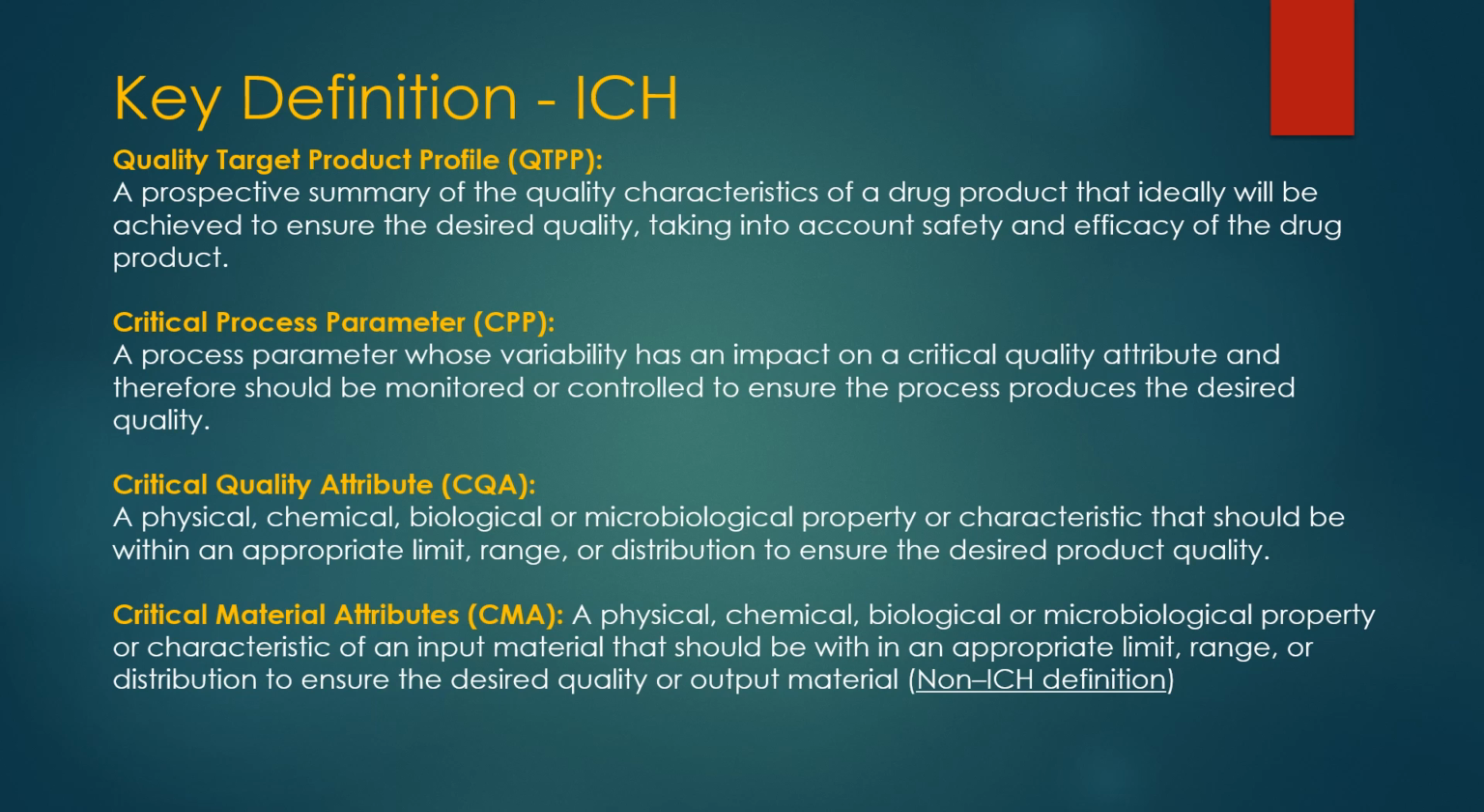Critical quality attributes, CQAs. A physical, chemical, biological or microbiological property or characteristic that should be within an appropriate limit, range or distribution to ensure the desired product quality. Critical material attributes. A physical, chemical, biological or microbiological property or characteristic of an input material that should be within an appropriate limit, range or distribution to ensure the desired quality of output material. Critical material attributes definition is a non-ICH definition.